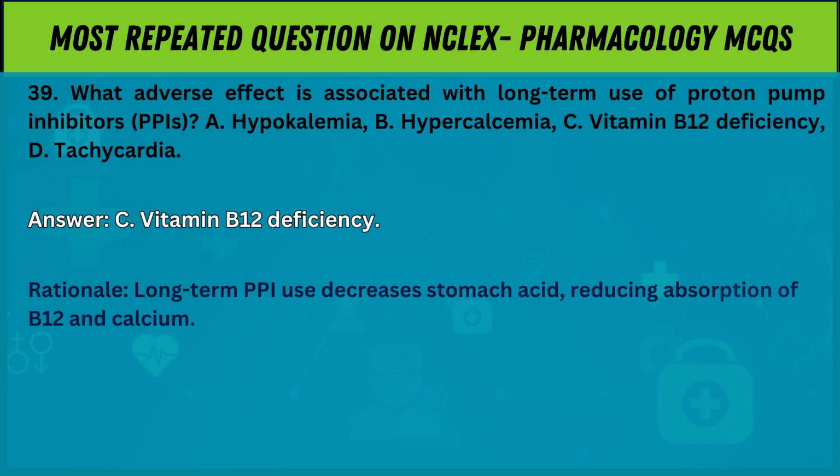39. What adverse effect is associated with long-term use of proton pump inhibitors, PPIs? A. Hypokalemia. B. Hypercalcemia. C. Vitamin B12 deficiency. D. Tachycardia. Answer: C. Vitamin B12 deficiency. Rationale: long-term PPI use decreases stomach acid, reducing absorption of B12 and calcium.